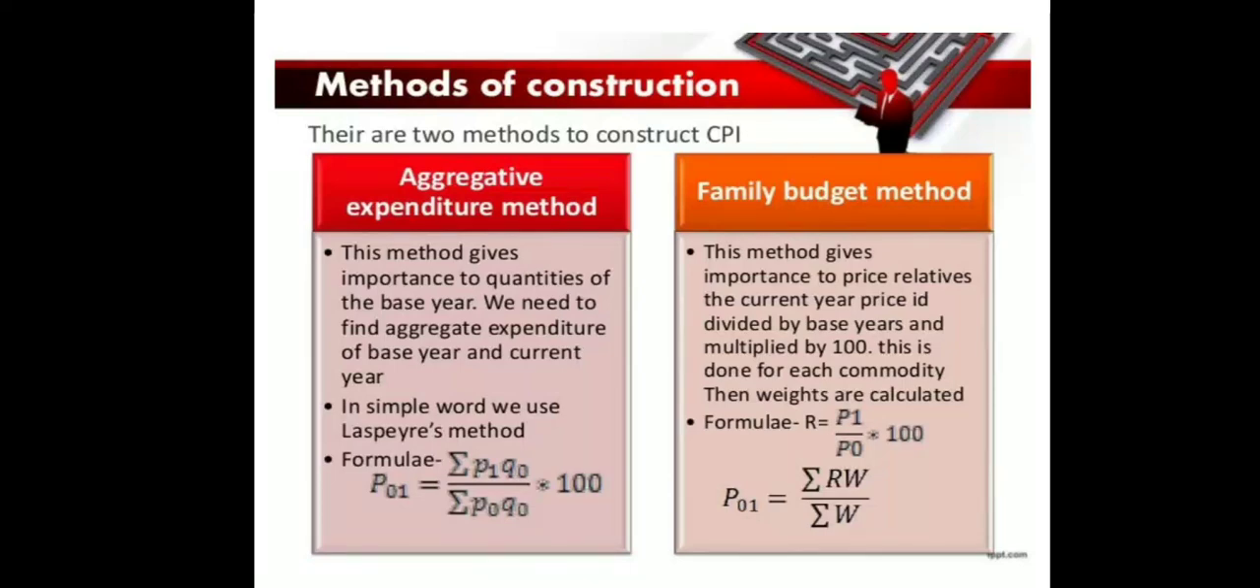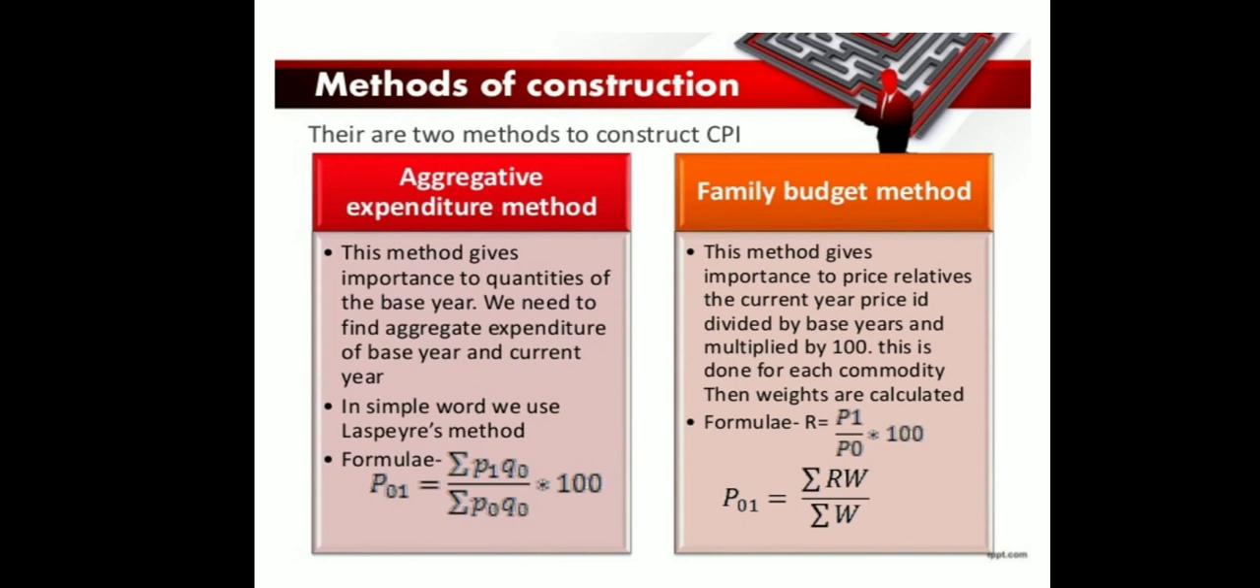In the previous session, we discussed the factor reversal test and the time reversal test. We also considered an example on how to construct the factor reversal test and the time reversal test. Next, the index number is the consumer price index number, also called the cost of living index number.